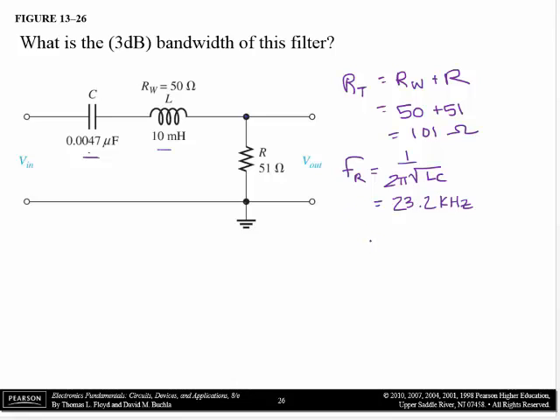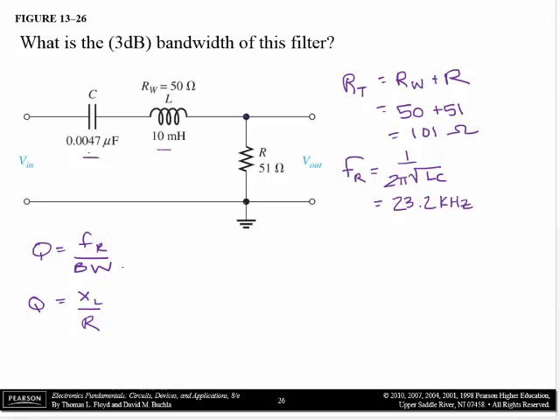So I want the 3 dB bandwidth, so I can get that by getting the quality factor, because we have Q equals F resonant over bandwidth, and we are trying to find the bandwidth, but we also know that Q equals XL over R. So we can find Q, we have the resonant frequency, that means we can find the bandwidth. That looks like a good thing.